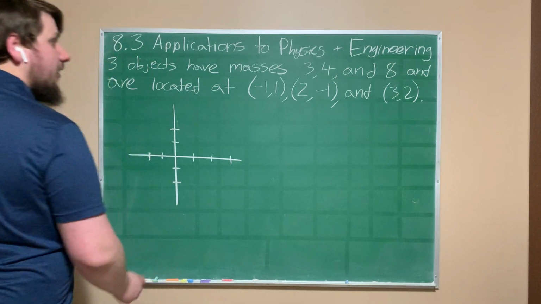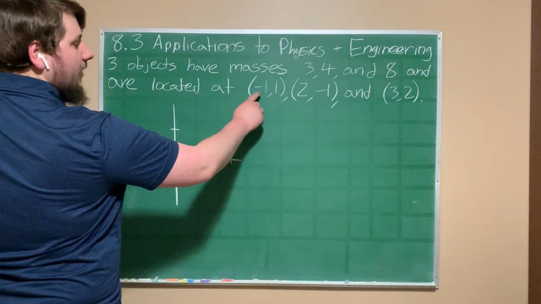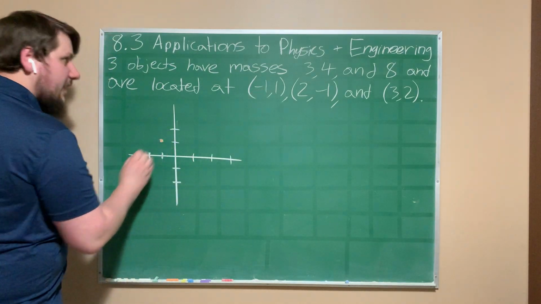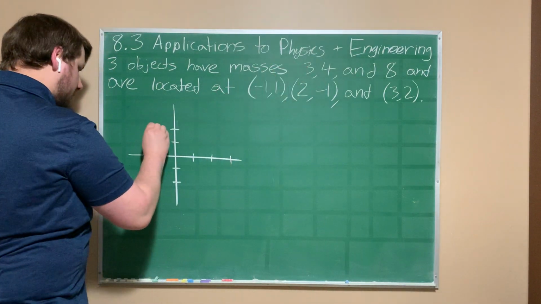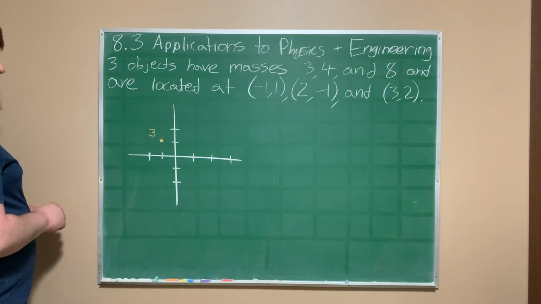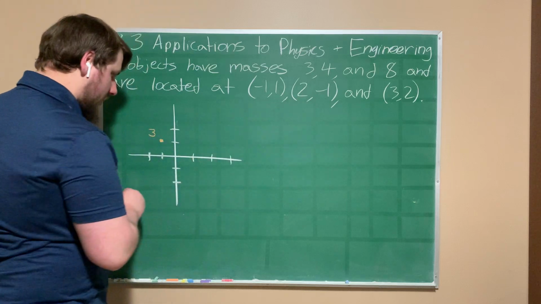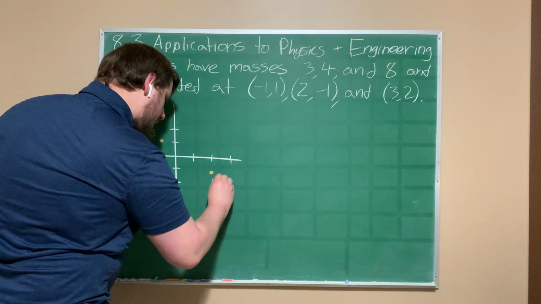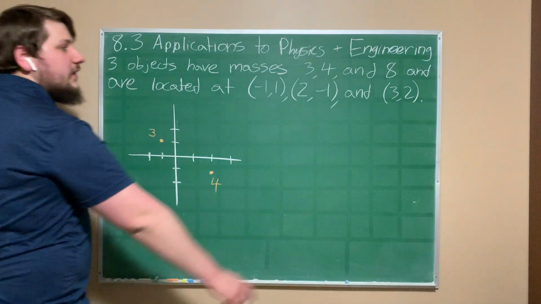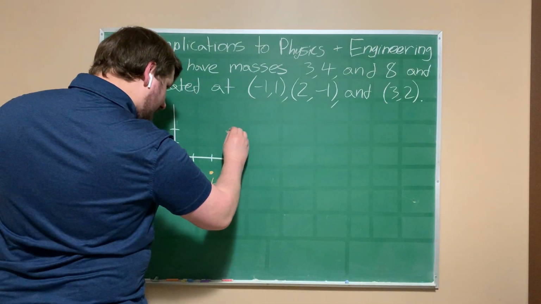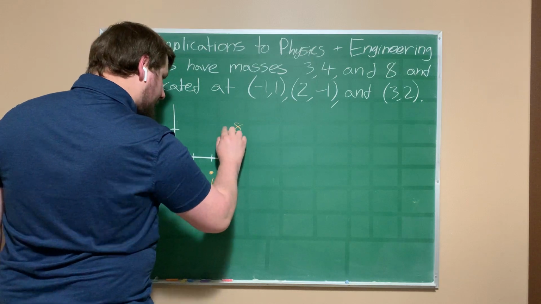We have our three sets of coordinates here. (-1, 1) is going to be the point right here. This one has a mass of 3, so we're going to have 3 mass units right there. Then we have another point at (2, -1), so that's going to be here. This has a mass of 4. And finally, at the point (3, 2), right here, we have a mass of 8 units.